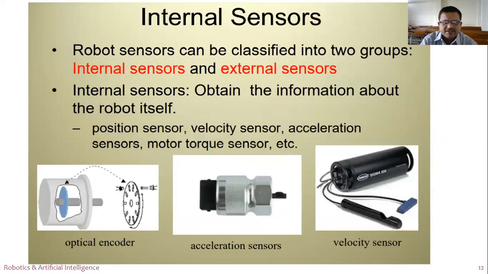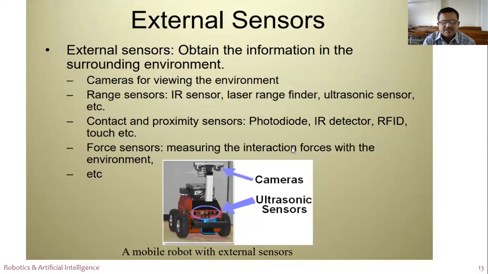Now, what are internal sensors? Robot sensors can be classified into two groups: internal sensors and external sensors. Internal sensors obtain the information about the robot itself, that is position sensor, velocity sensor, acceleration sensors, motor torque sensor, etc. And external sensors obtain the information about the surrounding environment.